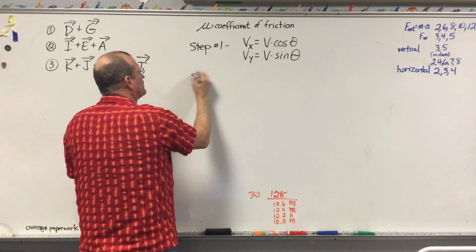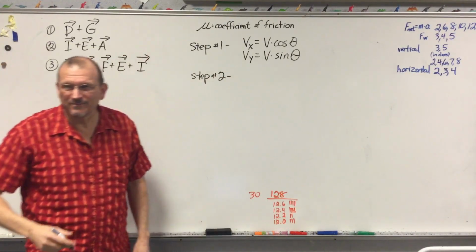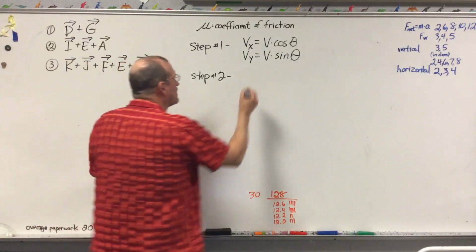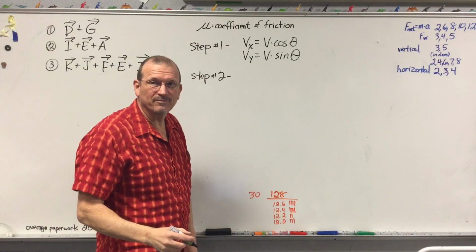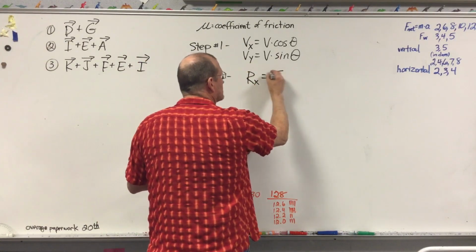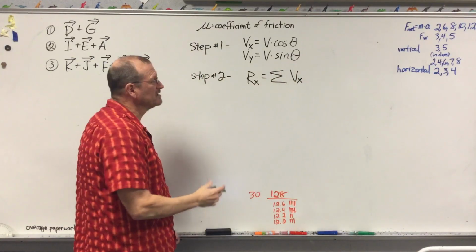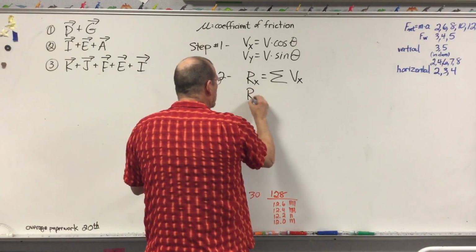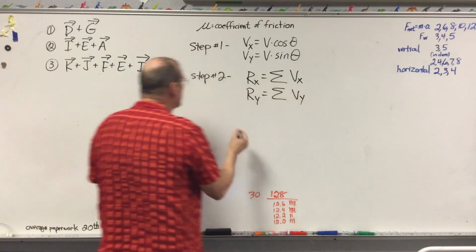All right. Step two, you sum up. And what does that give you? That gives you the x component for the resulting vector. Rx is the sum of all of the x components. Ry is the sum of all of the y components.